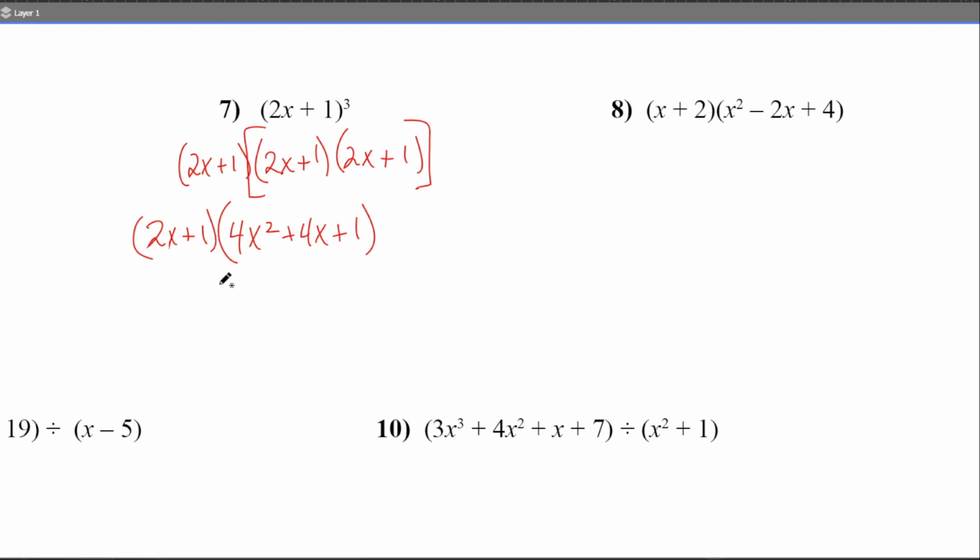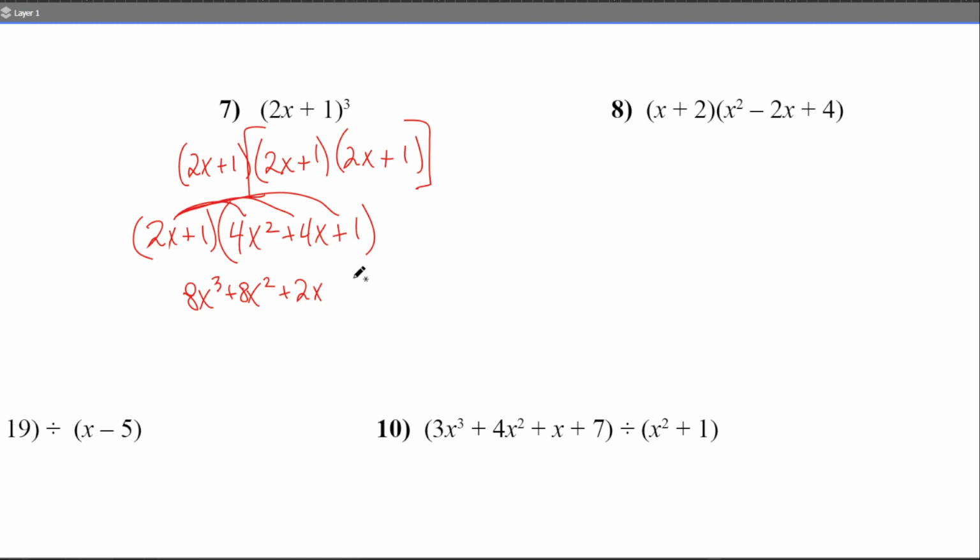Now what I'm going to do on this, it's not really FOIL method, but it's distributive property. I'm going to take that 2x and multiply it by everything in this parenthesis. So 2 times 4 is 8. And then x times x squared, sorry, I was getting ahead of myself, is x cubed. Then the 2x times this: 2 times 4 is 8x, or x times x is x squared. Sorry for my sloppy writing. And then I got to do the 2x times 1, which is just 2x.